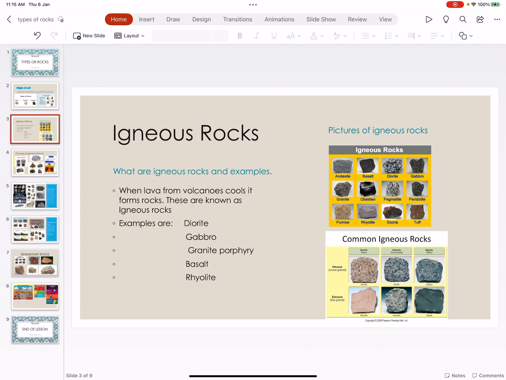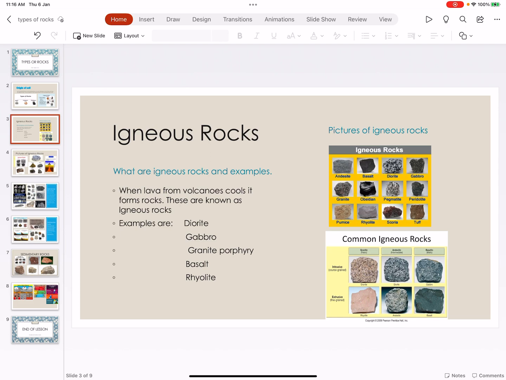What are igneous rocks and what are some examples of igneous rocks? When lava from volcanoes cools, it forms rocks. These are known as igneous rocks. Examples are diorite, gabbro, granite, basalt, and rhyolite.